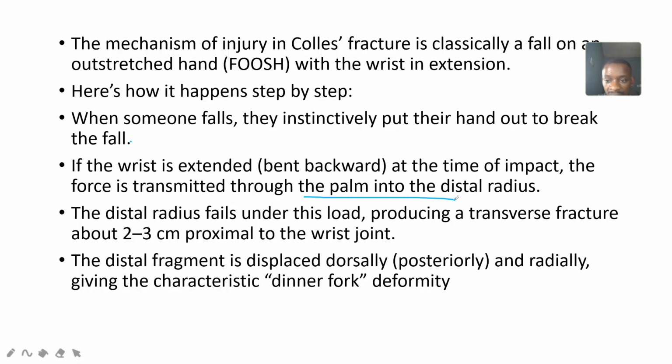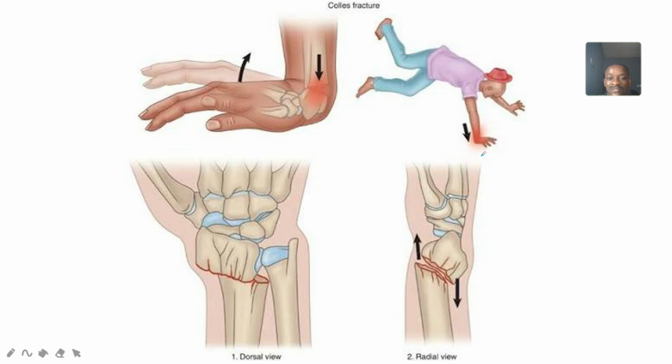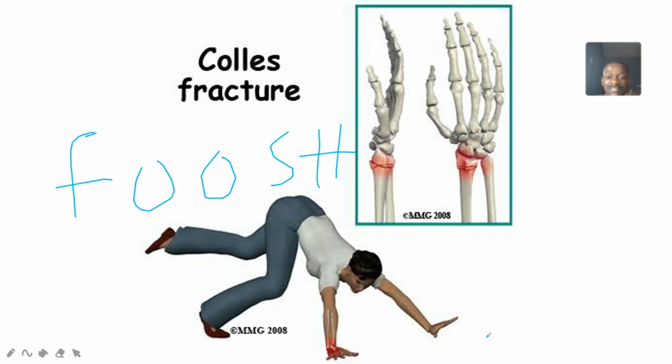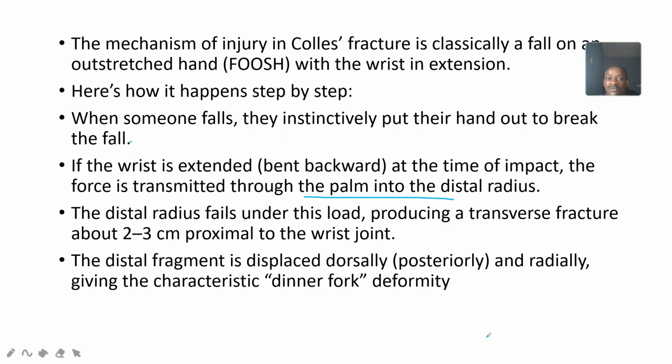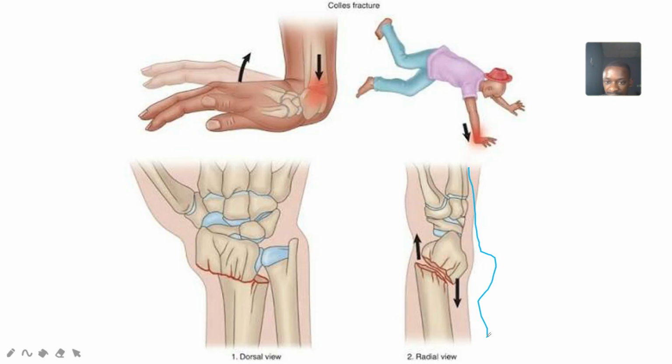Do you understand? So you have a transverse fracture about 2 to 3 centimeters proximal to the wrist joint. The distal fragment is displaced dorsally, that's to the back, and radially. So your hand will now look like what? A dinner fork. That's why they call it a dinner fork deformity. Okay, it's looking like a fork, like this. The fork has the teeth like this, then bent down, then the handle is like this. So it looks just like a fork that we use to eat.